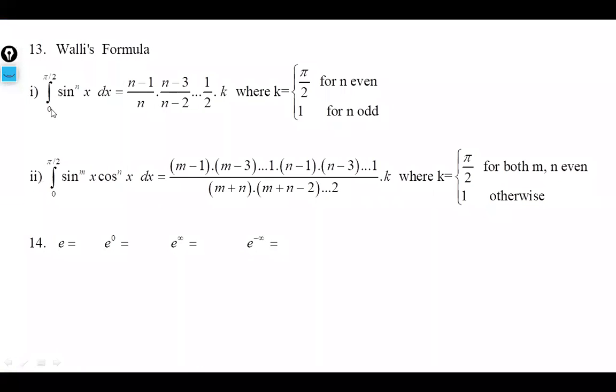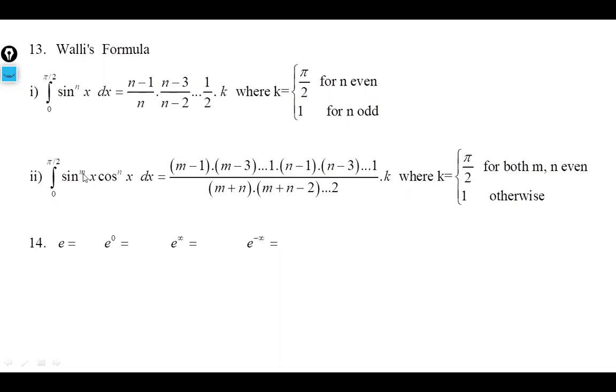This Wallis formula is mainly used for the integral from 0 to pi by 2 of sine raised to n x, or cos raised to n x also. So if cos raised to n x is there, this formula is also valid. The formula starts with n minus 1 upon n, and you have to subtract till you get 1 or 2, and into k. This value of k is pi by 2 provided the power is even, and the value is 1 provided n is odd. So mainly we require it for even powers, like right now it is sine raised to 4 x. So sine raised to 4 x gives 3 by 4 into 1 by 2 into pi by 2. That is the answer. It is one line only.